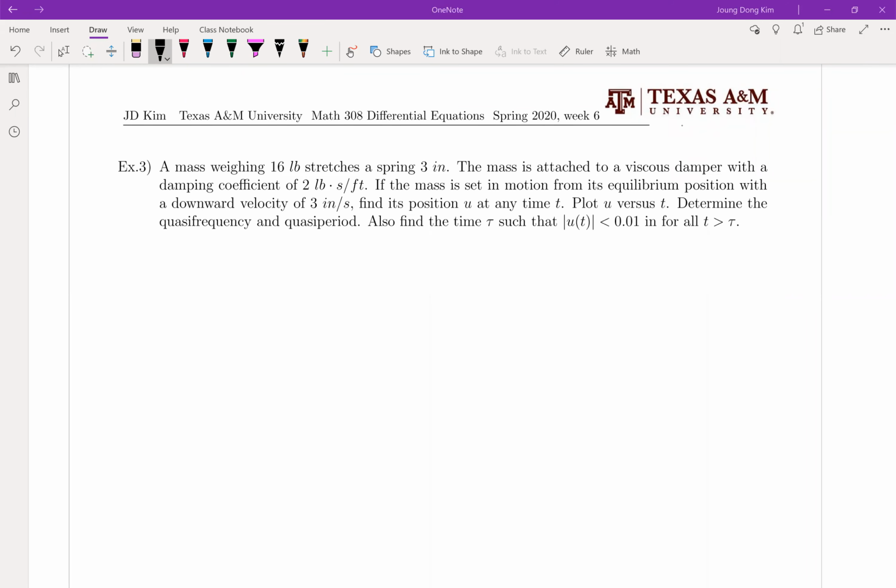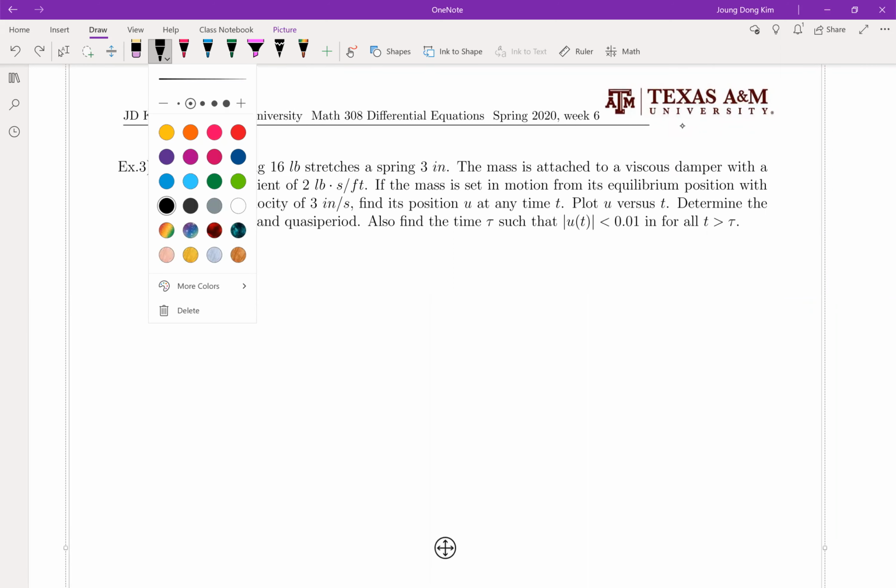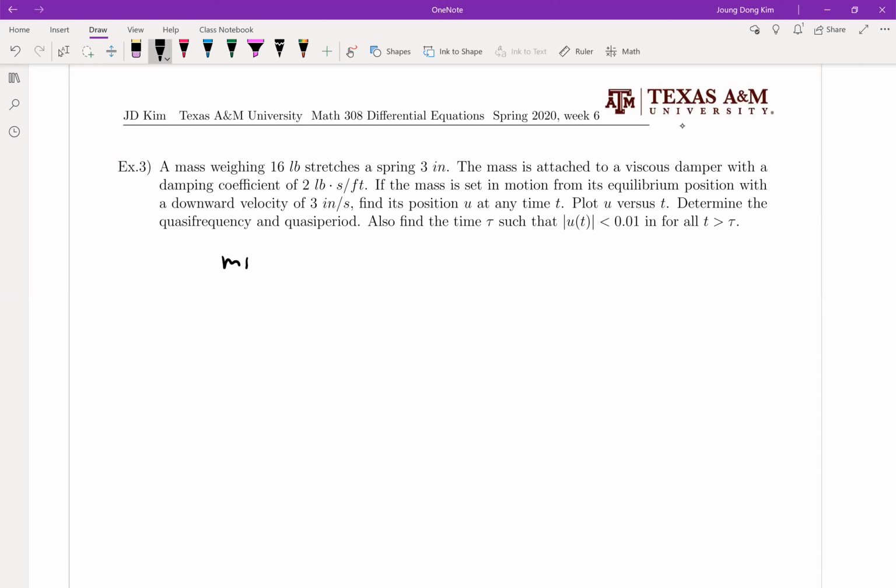Okay, example number 3. When you read this problem, you can easily understand it is damped free vibration motion. So basically the differential equation would be this one: m u double prime plus gamma u prime plus ku equal to 0.